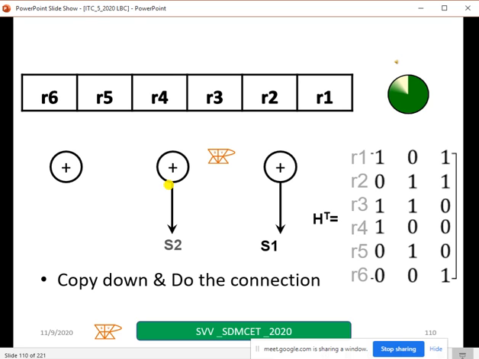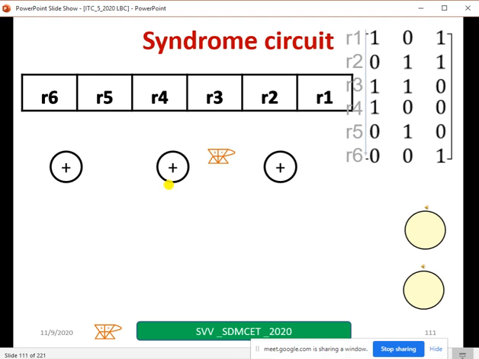S1, S2, S3, and I am going to do the connection. First one, R1, R3, R4. For the second one, I have R2, R3, R5. For the third one, what do I have to connect? Anyone of you can type in the chat box. What I have to connect, third one. I want you to type in the chat box. You might have done the connection.